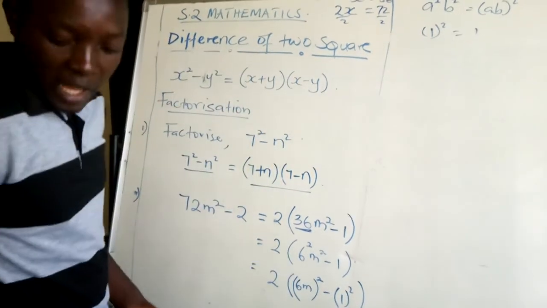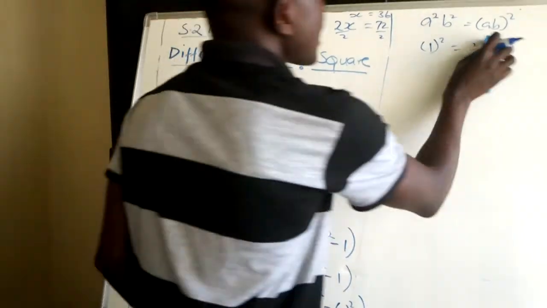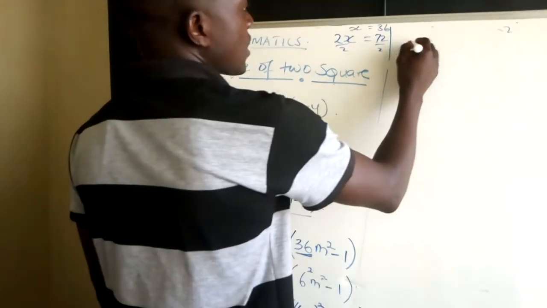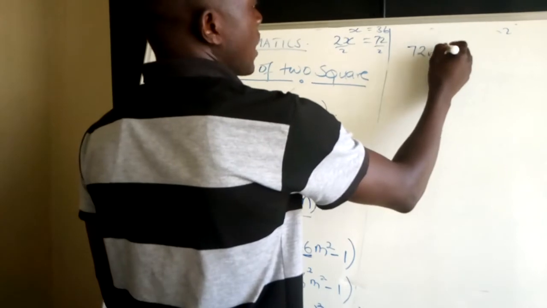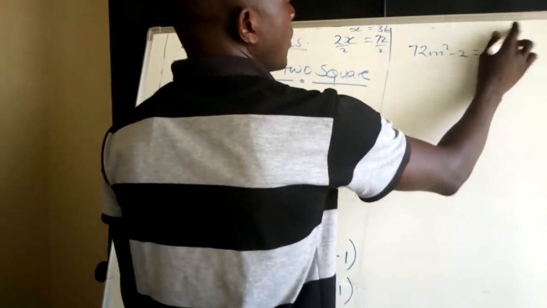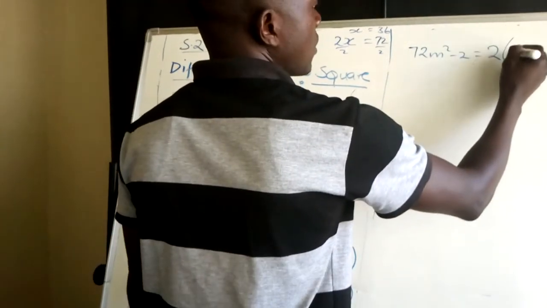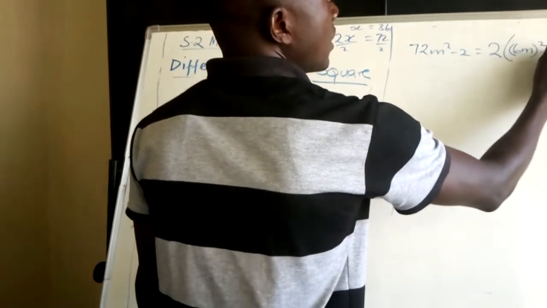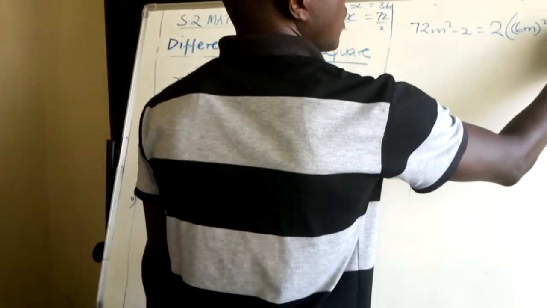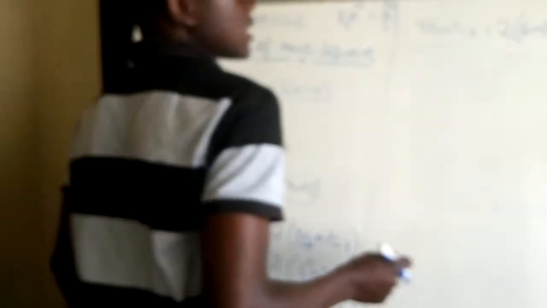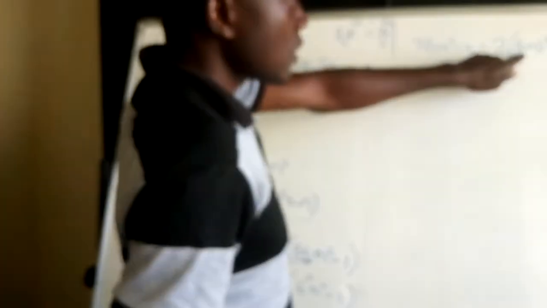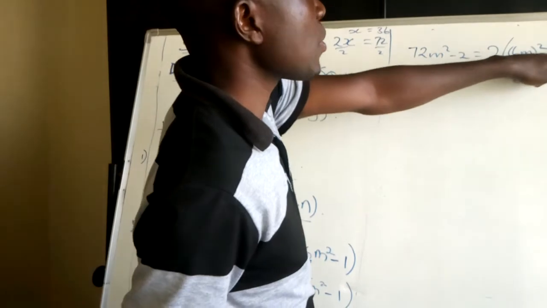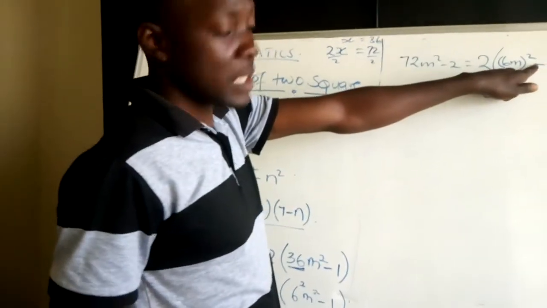In short, I have something like of this kind. This expression now, 72 m squared minus 2, has become 2 into 6m, this one alone squared, minus 1 squared. So the question is, this is going to be taken as one number squared, this also another number squared, and the sign in the middle is subtraction.